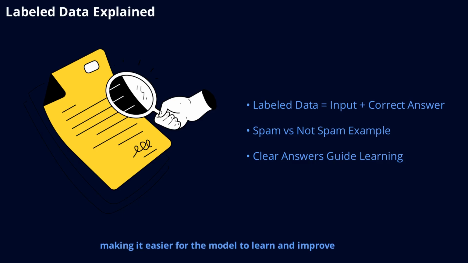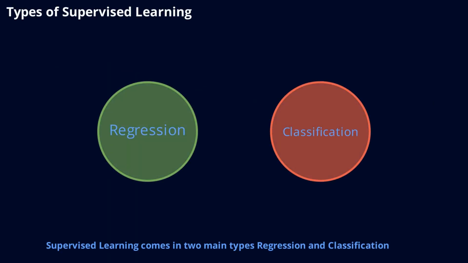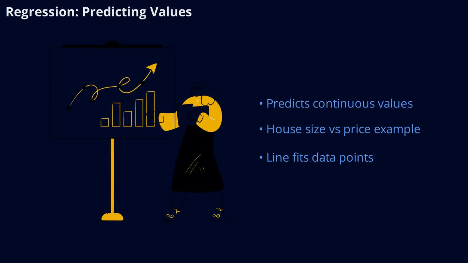to learn and improve. Supervised learning comes in two main types: regression and classification. Each type solves a different kind of problem, but both rely on labeled data to teach the model. Let's look at each one with simple examples to make the differences clear. Understanding these types will help you see how supervised learning is used in real-world applications, from predicting prices to sorting images.